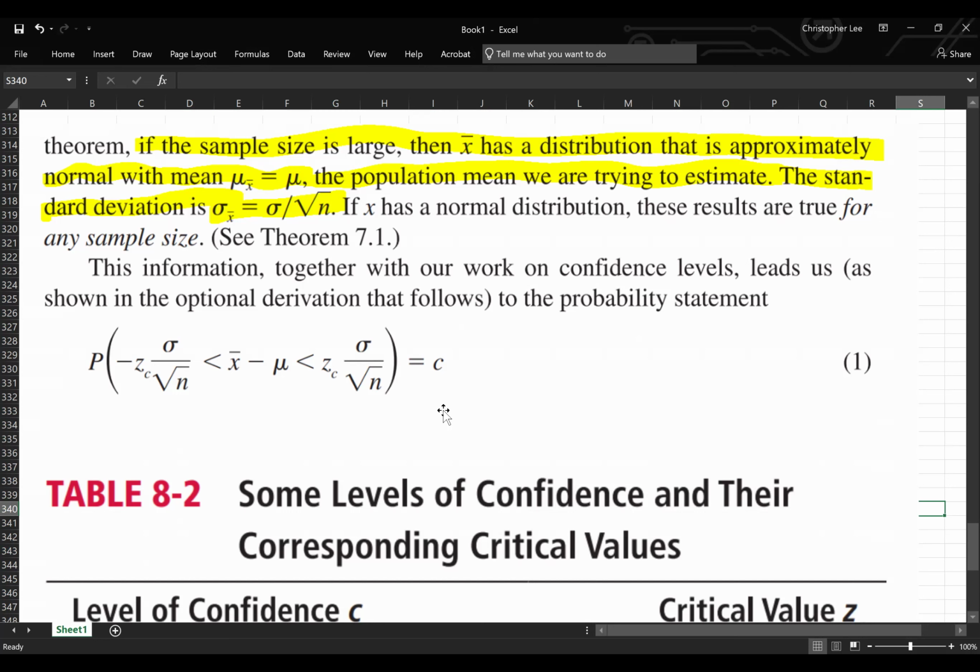You have to calculate the margin of error. We don't talk about that. It's coming. It's coming.